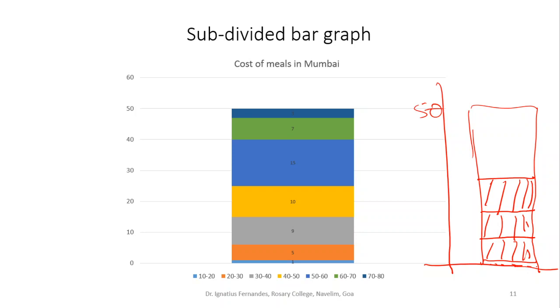First is 10 to 20, frequency is 1. Next is 20 to 30, which is here 3 parts. Next is 30 to 40, 9 parts, and so on. So you're dividing the total frequency 50 based on the classes. This is called a subdivided bar graph, or it is also referred to as a component bar graph. Thank you.